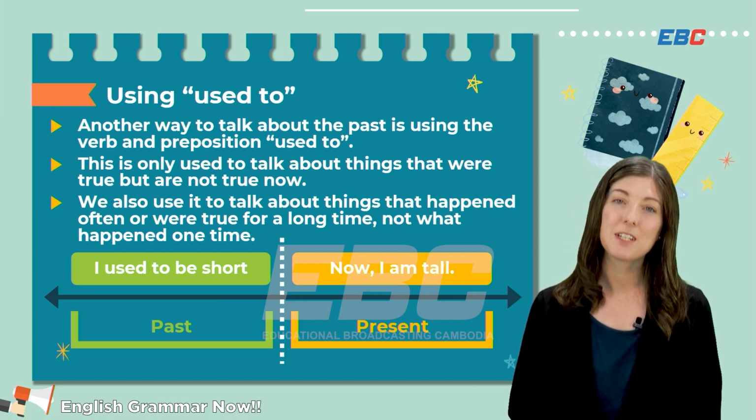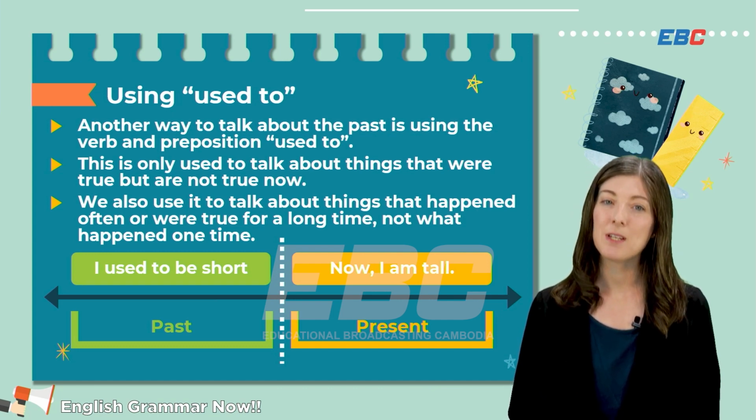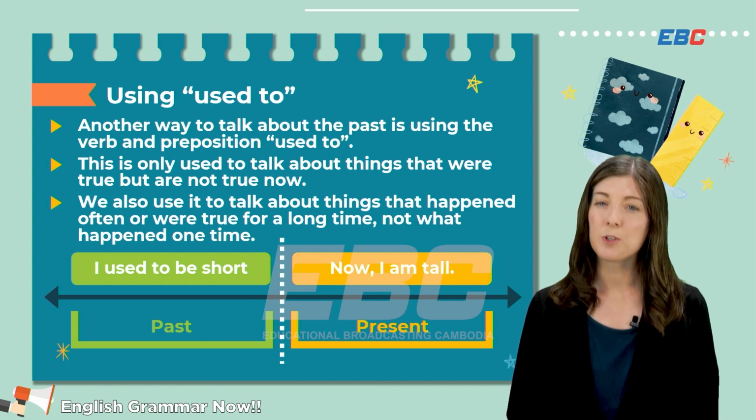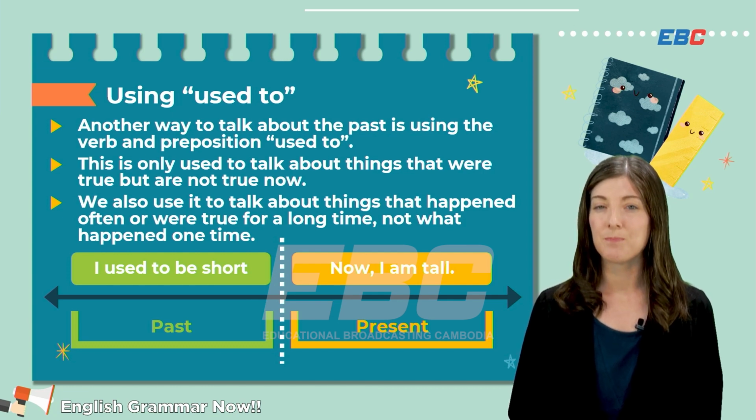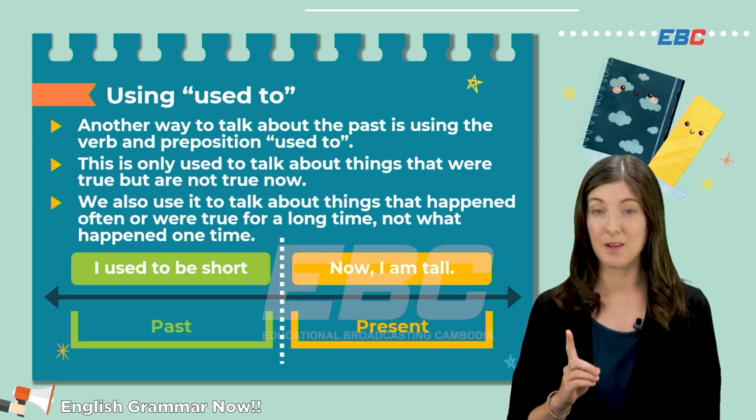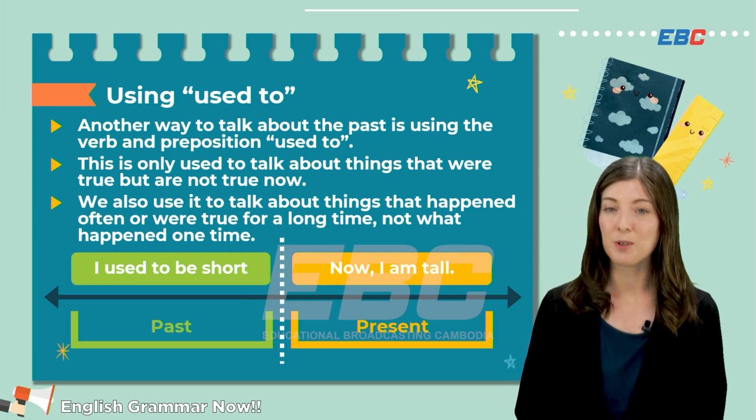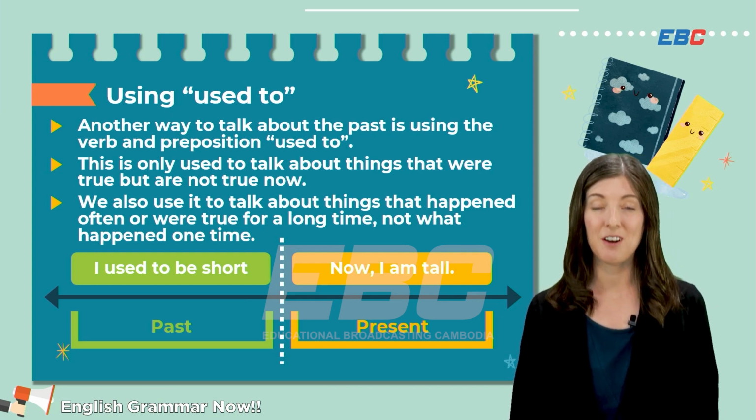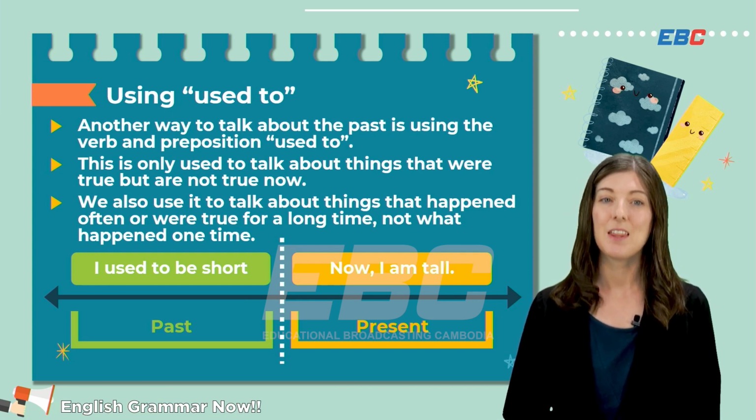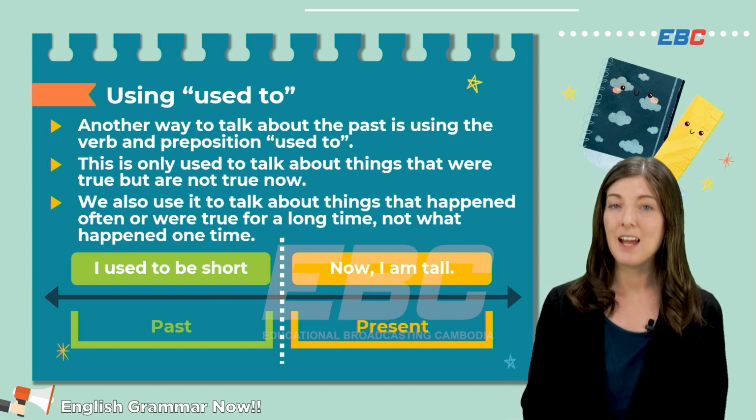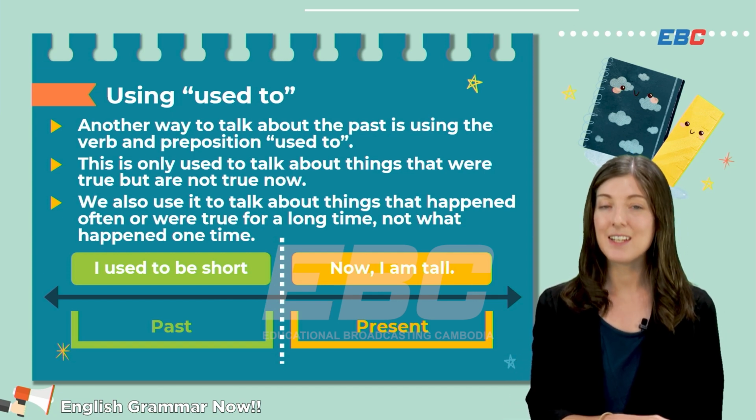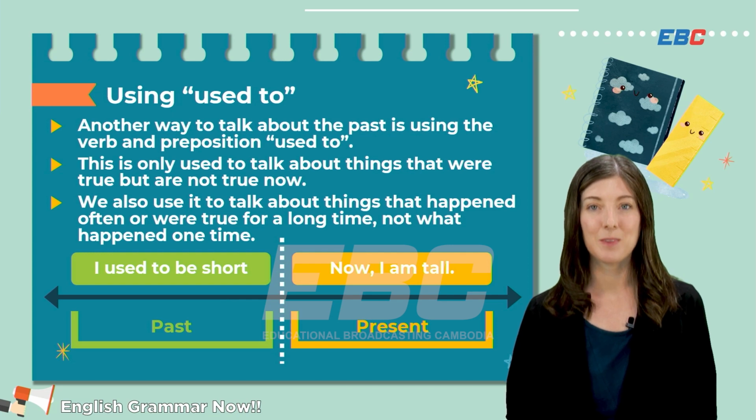We also use it to talk about things that happened often or were true for a long time, not for things that just happened one time. For example, I used to be short, now I am tall. The used to be short happened in the past, and it is different from the present, when I am tall.